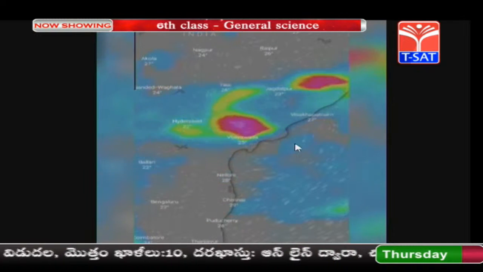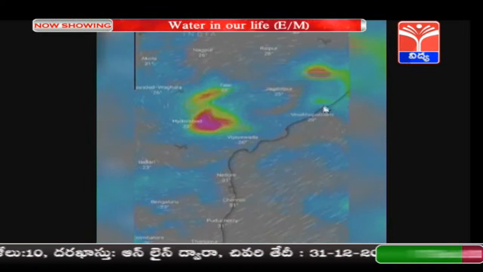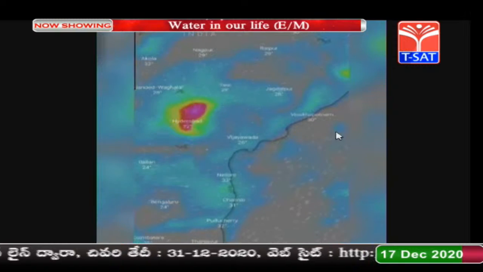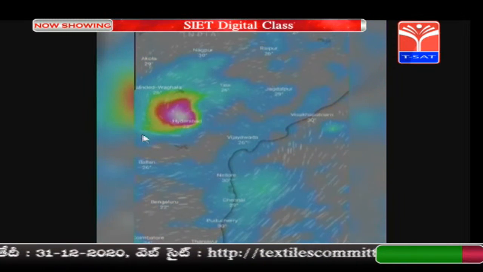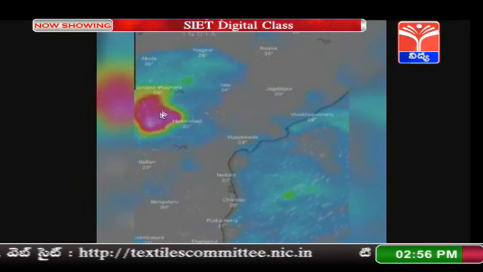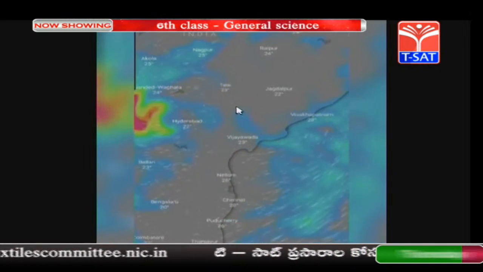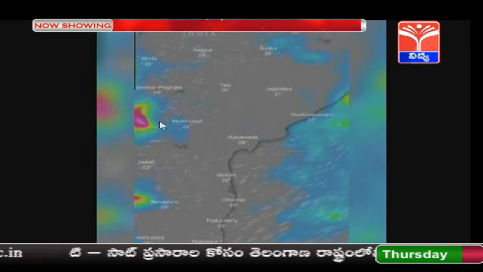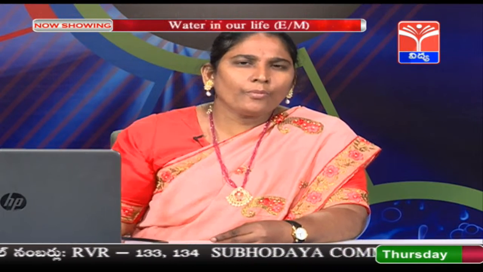Here you see a cyclone is formed and it is affecting and causing heavy rains in the coastal areas. Can you see, children? Yes, and due to which the rains occur. Children, what happens when the cyclone comes? When the cyclone comes, it hits the coastal areas and causes floods. More amount of water rushes onto the land.